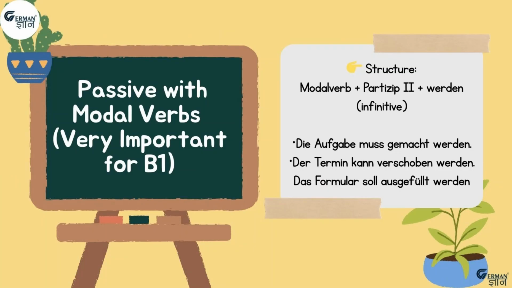Now we have passive with modal verb. So the structure is, we write modal verb at the second place, then we write participle zwei of the action verb, and then we write werden at the end of the sentence in infinitive form. For example, die Aufgabe muss gemacht werden, der Termin kann verschoben werden, das Formular soll aufgefüllt werden.